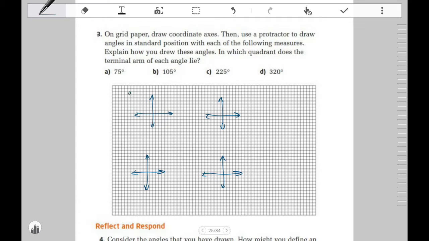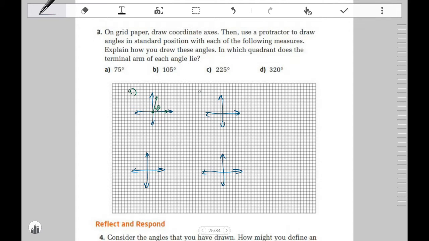For A, 75 degrees, that should always have an initial arm like this. 75 degrees is something less than 90. This is enough for that. I didn't need this done with a protractor, just something approximate to show that you understand what this pattern is. B over here is 105 degrees. We have our initial arm. 105 degrees is more than 90 degrees, so we should have some angle that looks approximately like that.